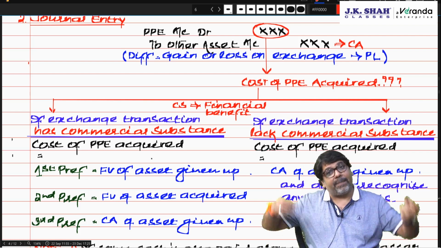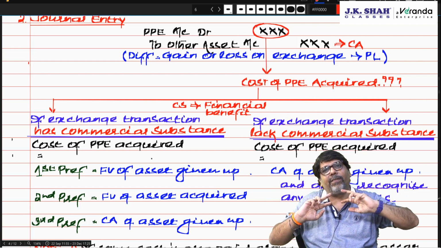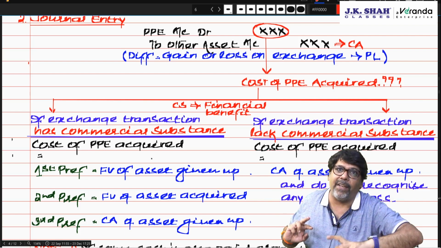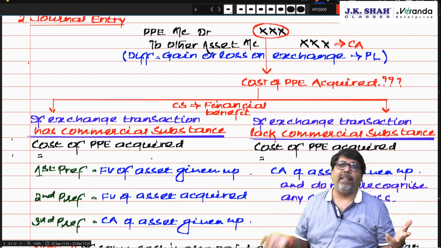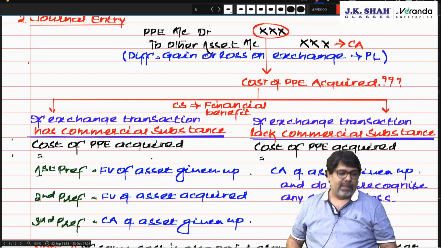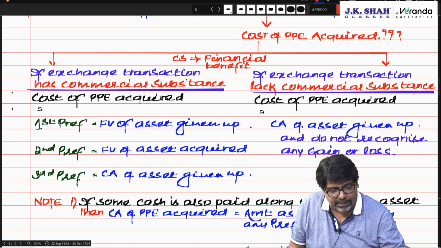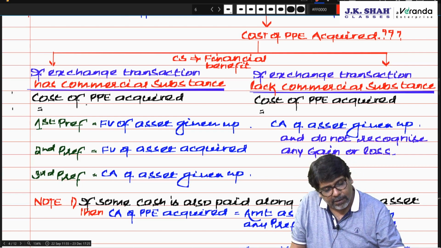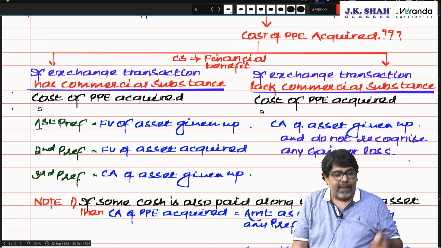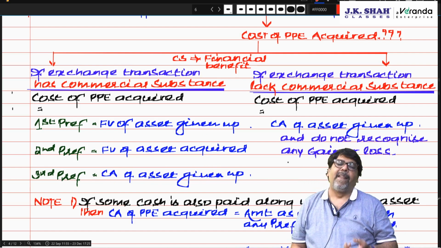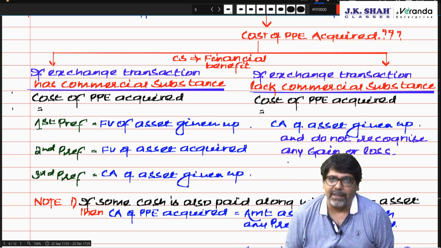Let us assume commercial substance is there. Then the cost of asset acquired is equal to fair value of asset given up. That is first preference. If fair value of asset given up is not there, then the fair value of asset acquired. Correct? First preference. See, if exchange transaction has commercial substance, cost of PPE acquired: first preference, fair value of asset given up. Second preference, fair value of asset acquired. Third preference, carrying amount of asset given up. That means whatever is the value appearing in the books, that is the value of asset which I am getting.